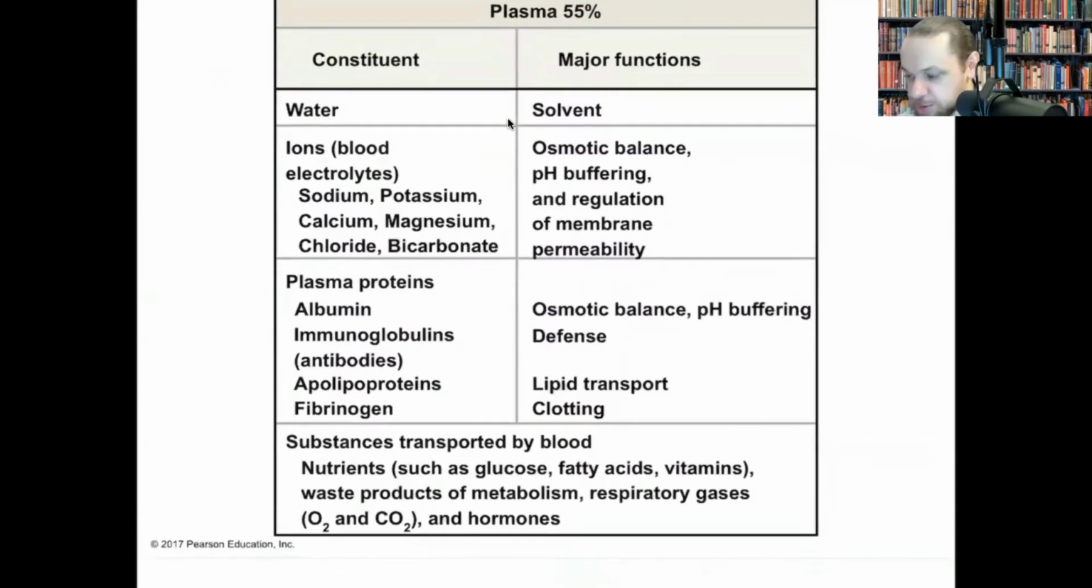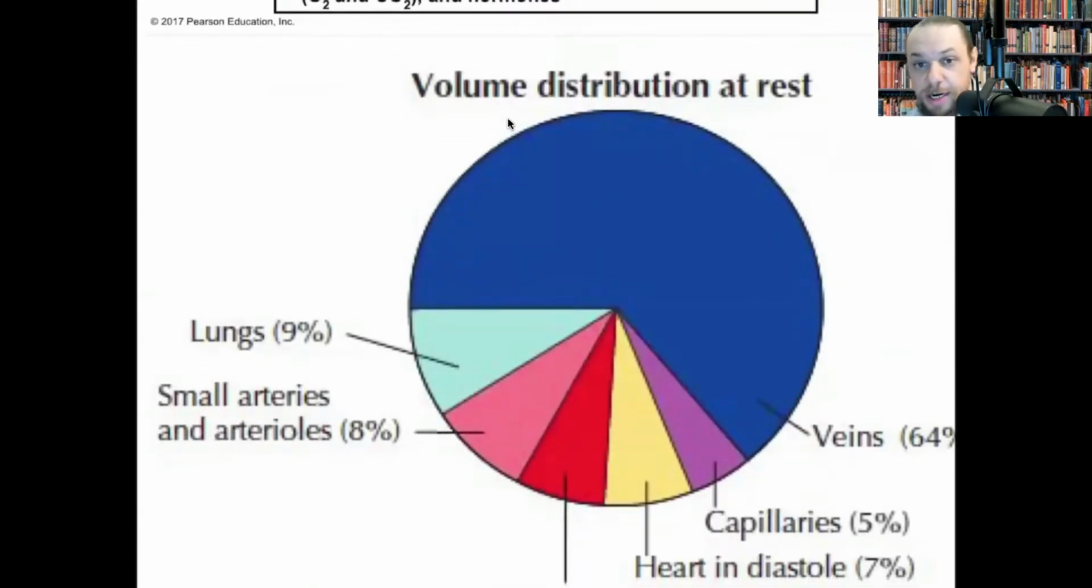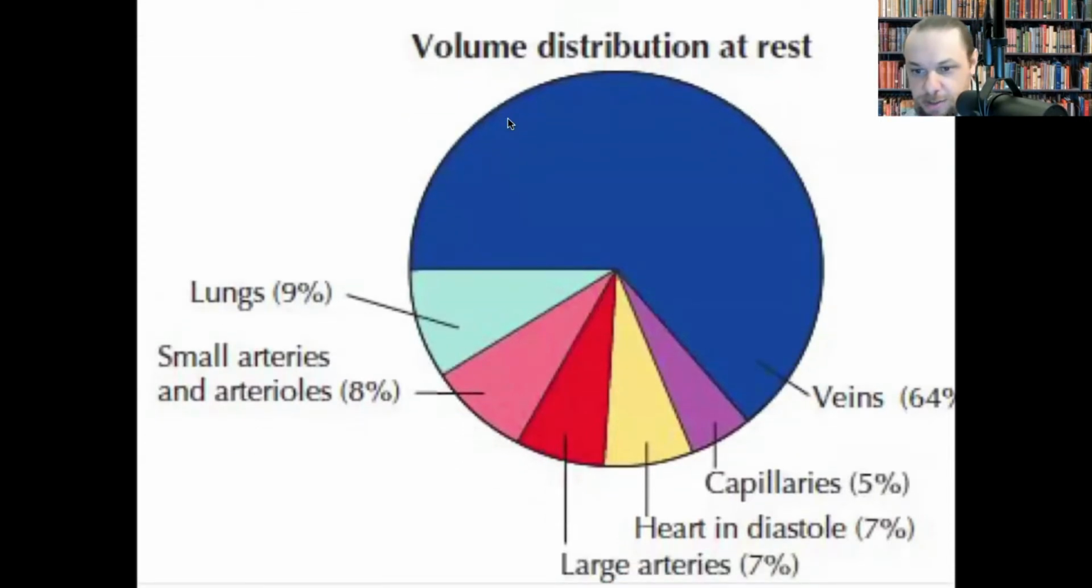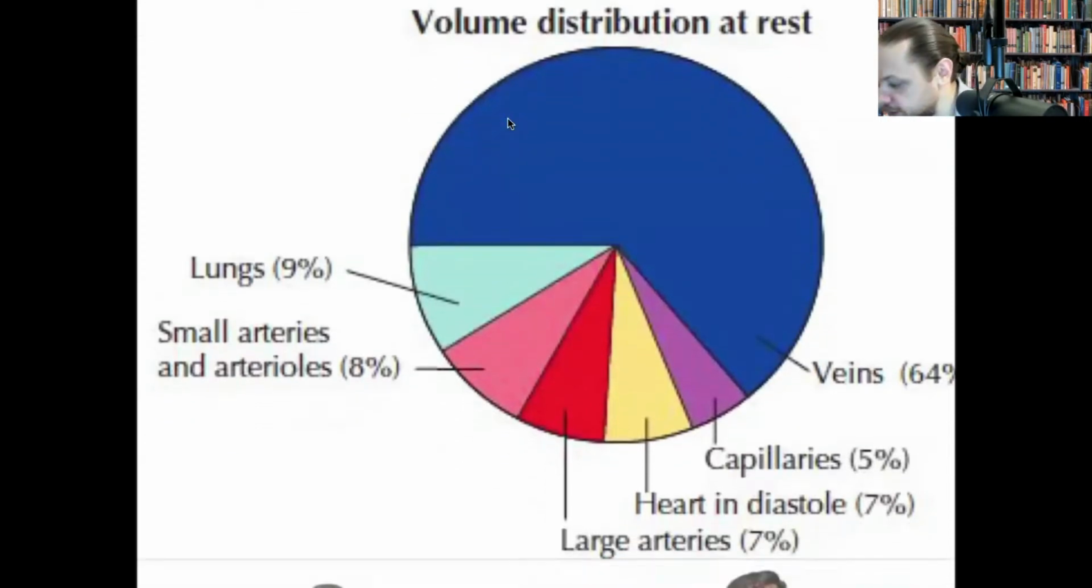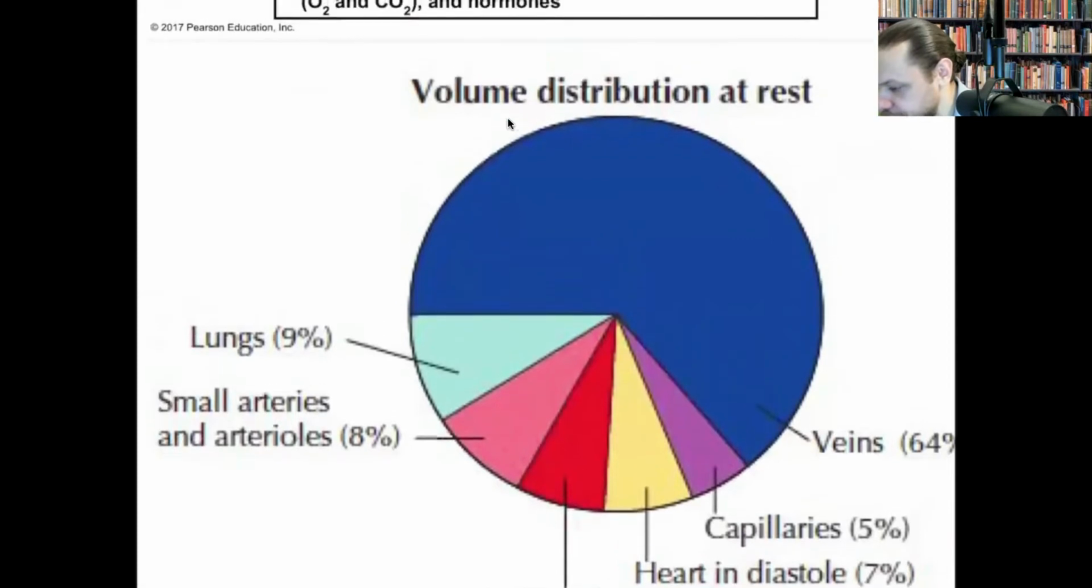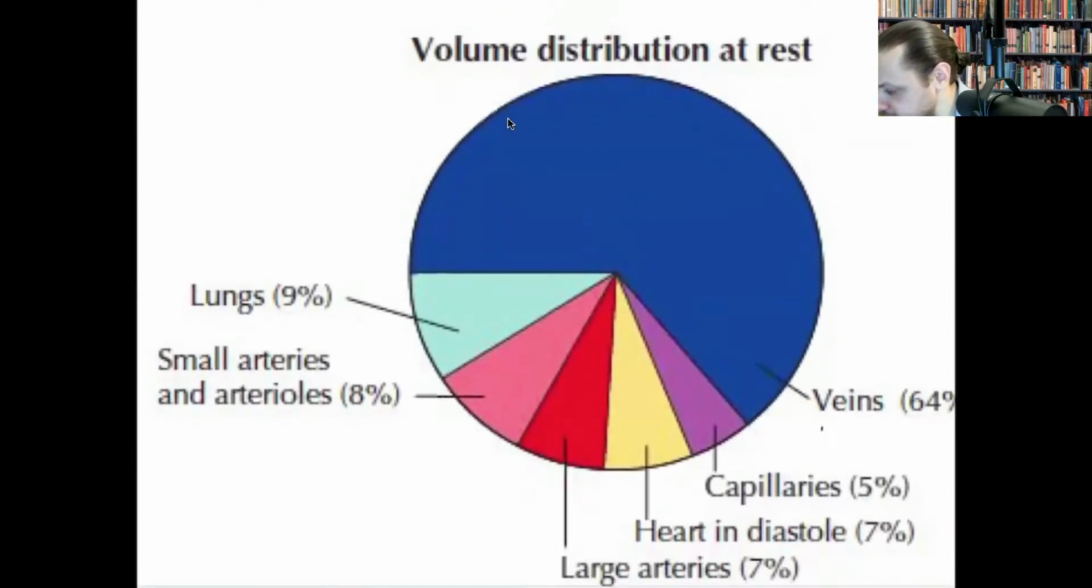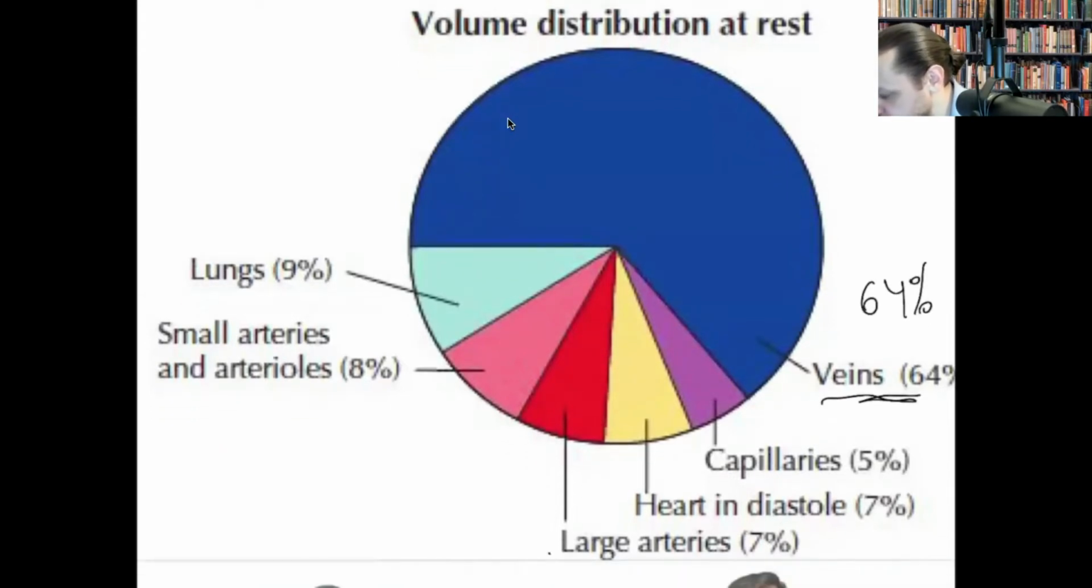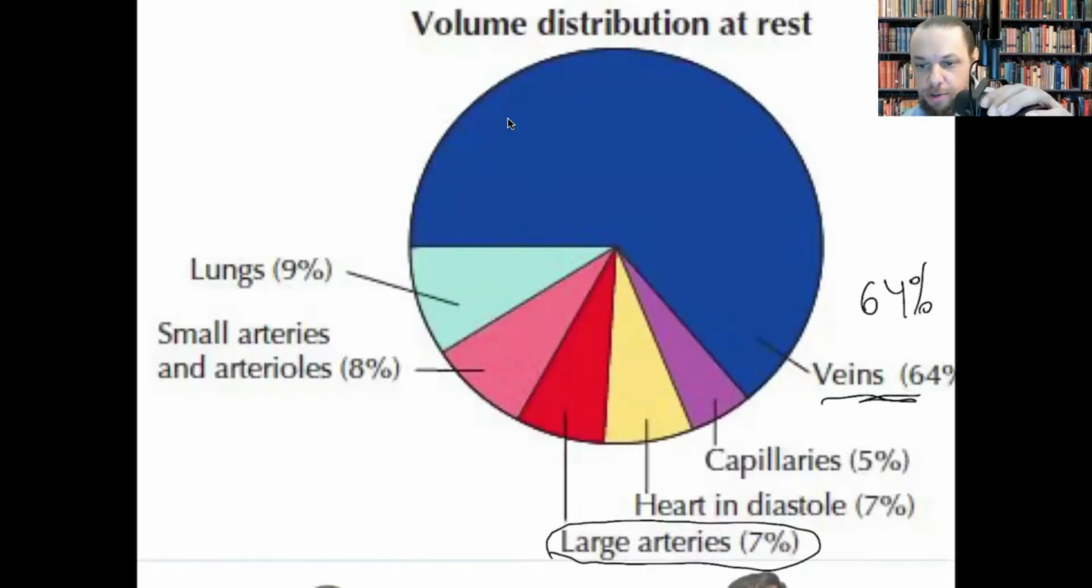Right. So this is the composition. We talked about that. The next thing we've got to talk about is the distribution of blood at rest. So you notice here it's a pie chart. We have veins, which make up about 64% here, and then I want to point your attention to the arteries. So when they say large arteries, they usually refer to the aorta, right? So the aorta is the large artery, and only 7%.